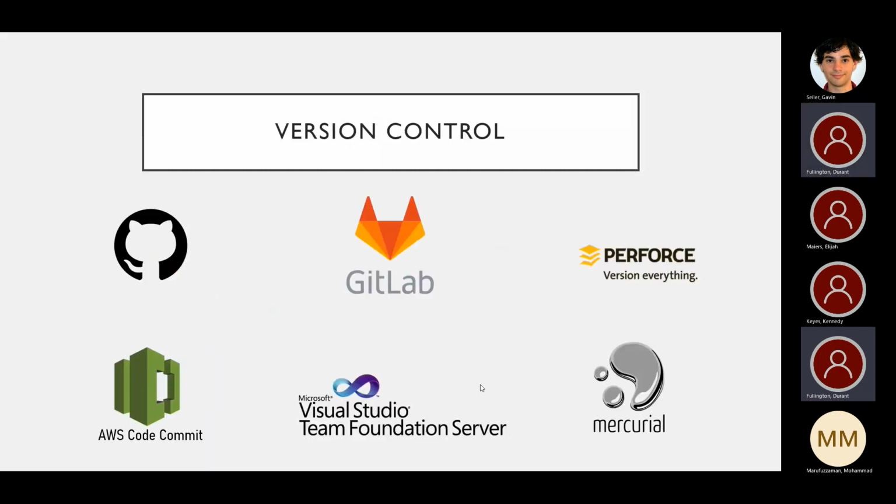As I'm talking about this, I want you to keep in mind that Git and GitHub is not the only version control system out there. These are just some of the different companies that have version control software. In order, they go GitHub, GitLab, Perforce, AWS CodeCommit, Visual Studio Team Foundation Server, and Mercurial. And each of these are fundamentally based on Git.